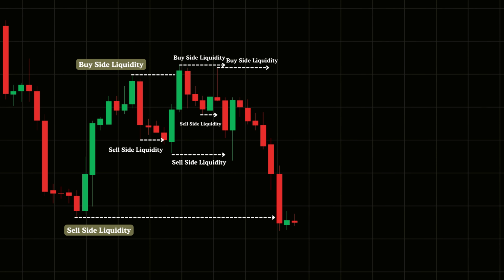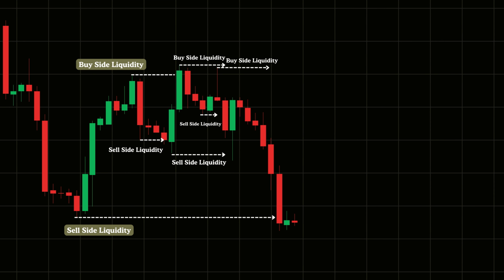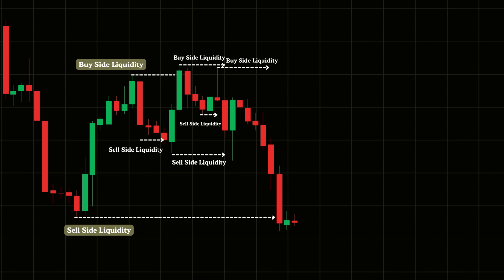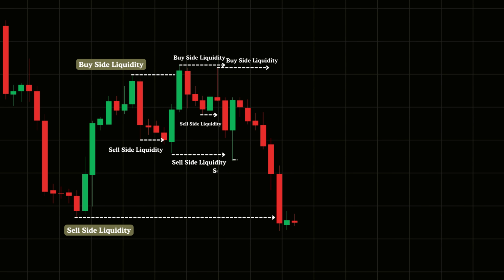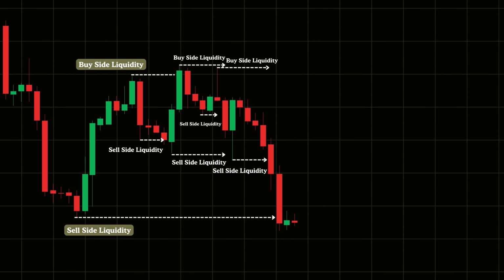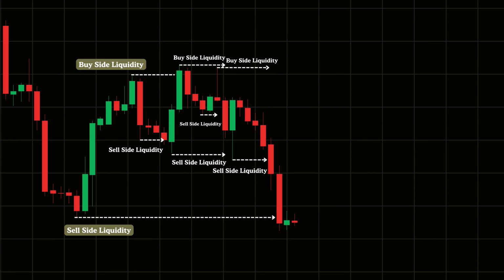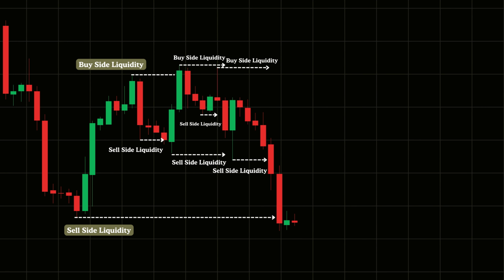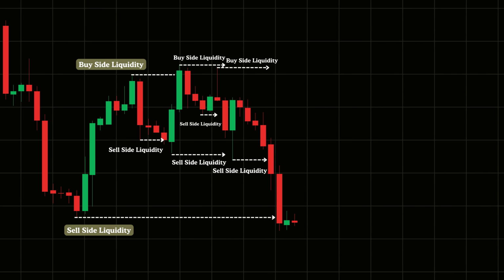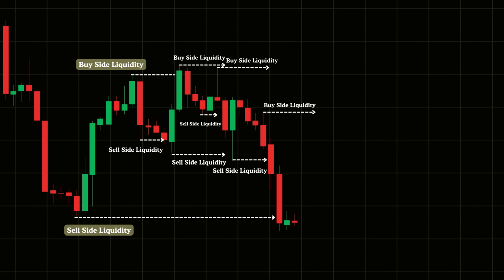Now let's continue. We observe that price has entered a strong bearish momentum, aggressively pushing to the downside and eventually sweeping the most recent sell-side liquidity. Looking closely at the chart, we can identify another swing high. This high is flanked by lower highs on both sides, which confirms the formation of a new buy-side liquidity zone that should not be overlooked.